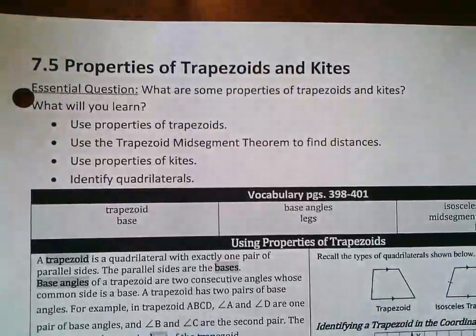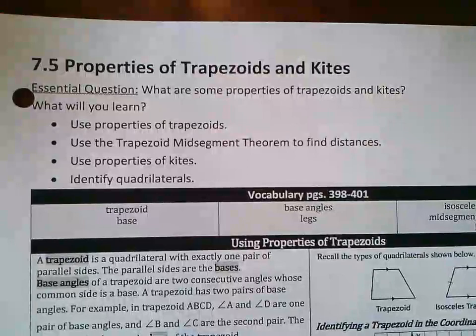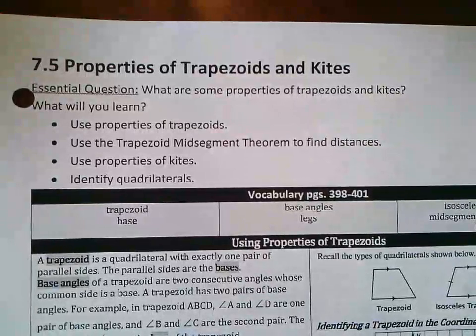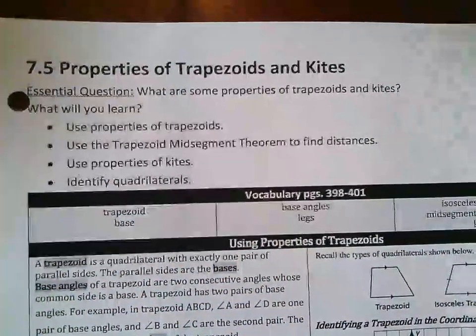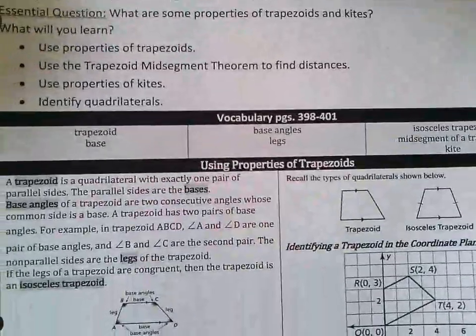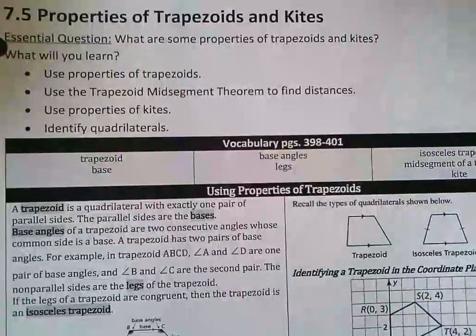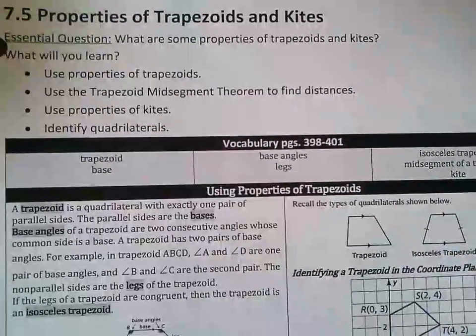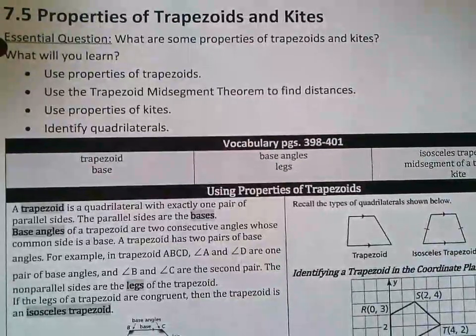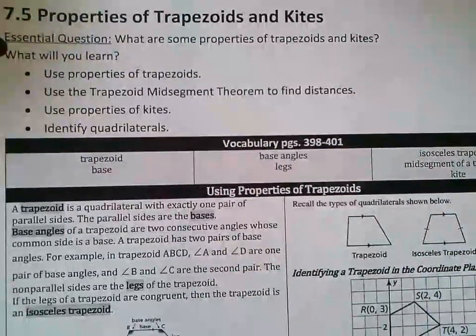Hey everybody. So this is going to be lesson 7.5, the last of this chapter, properties of trapezoids and kites. So when you're looking at the vocab, you're going to see there's quite a few new words here, but also our learning targets are going to be properties of trapezoids, finding the trapezoid mid-segment to find distances, and properties of kites, and how do we just identify a quadrilateral.